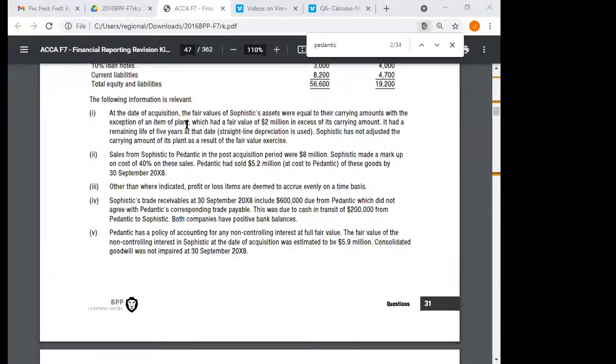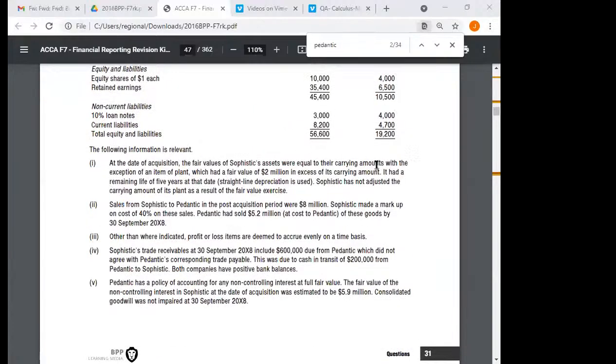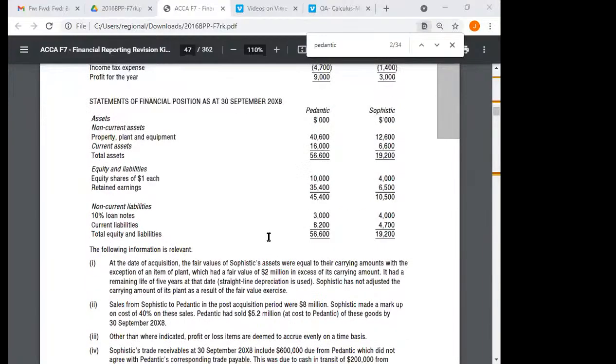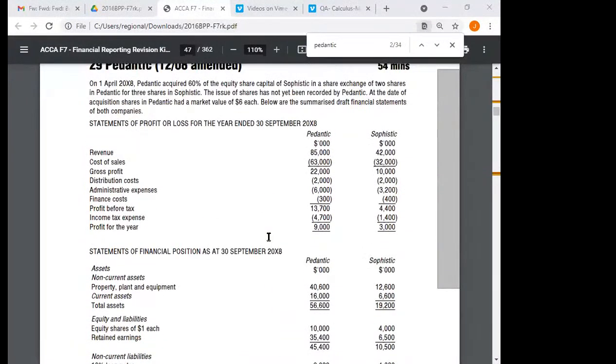At the date of acquisition, the fair values of Sophistic's assets were equal to their carrying amounts, with the exception of an item of plant, which had a fair value of 2,000 in excess of its carrying amount. It had a remaining life of 5 years at the date of acquisition. Ladies and gentlemen, listen to me very well.